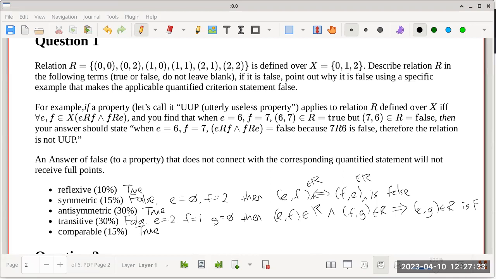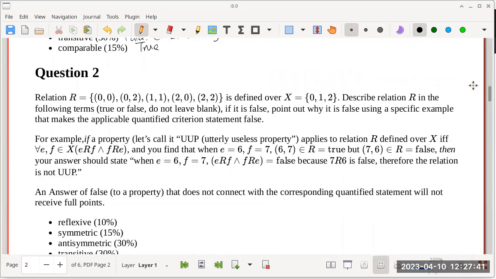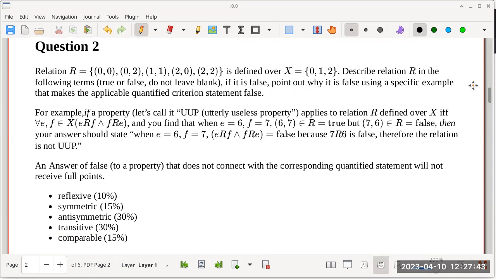All right, moving on to number two. Let's see whether we can pick up the pace. Number two. All right, so here's number two, kind of the same deal, except, well, is it reflexive? Is it symmetric? Is it anti-symmetric? Is it transitive? And is it comparable? All right, so first of all, is it reflexive?